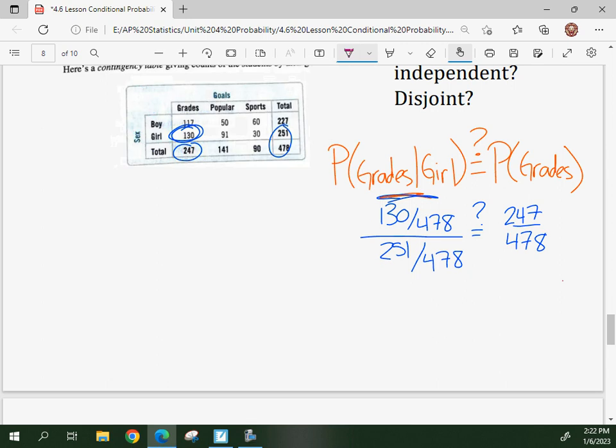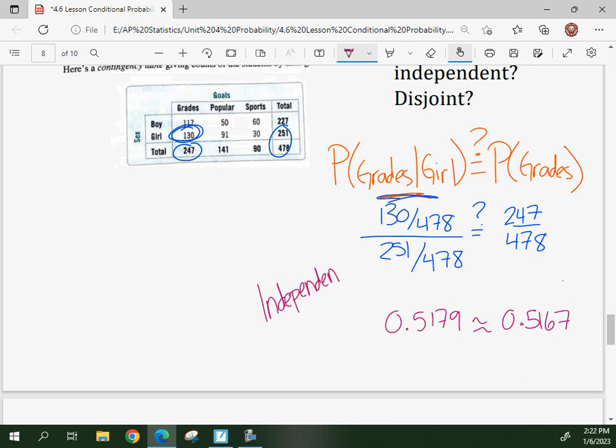When we make these calculations, these two numbers are not exactly the same, but let's be real. They're both approximately 51, if we round, 52%. So they are approximately the same. So we are going to say they are the same. And we're going to say that these two things are independent.